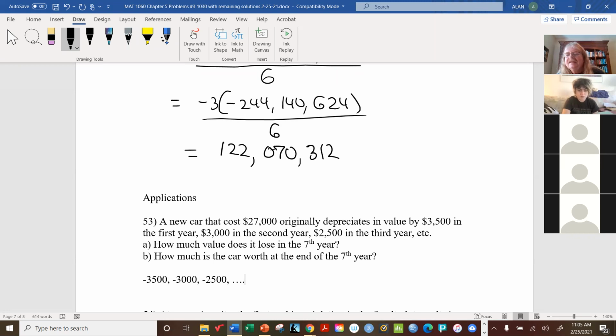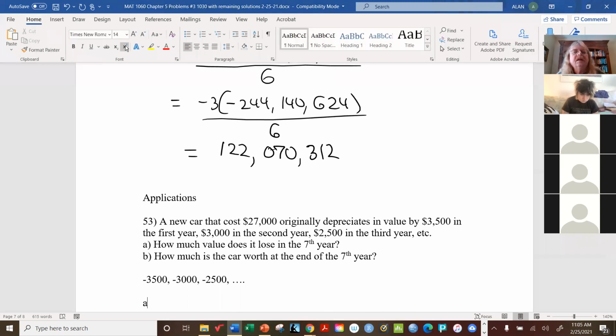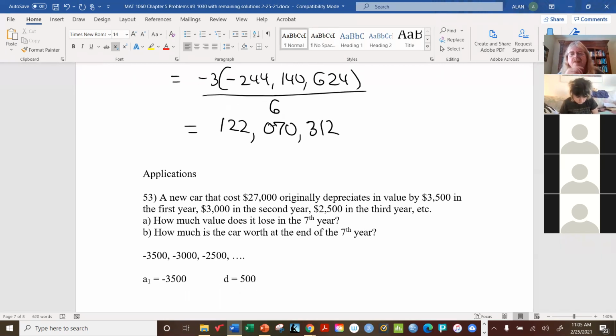500 is being taken away. Right. So we start with negative numbers. And somebody else has an answer. Yes, 500, exactly. So we start with negative 3,500. Because they're becoming less negative, the common difference is actually positive 500. Okay. So now it says here, how much value does the car lose in the 7th year? So they're basically asking you for the value of A7.